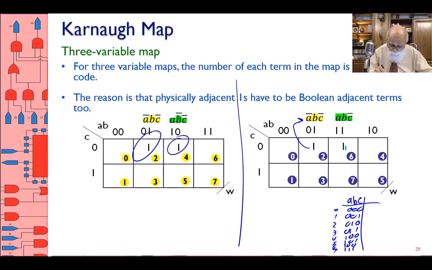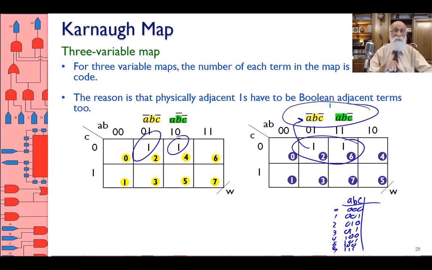The one on the right corresponds to A1, B1, C0, because A is 1, B is 1, C is 0. And then look at these two terms. They are the same in B, C bar. There is only one variable different, and therefore the physical adjacency here and Boolean adjacency here, they do correspond. And that's the key thing.